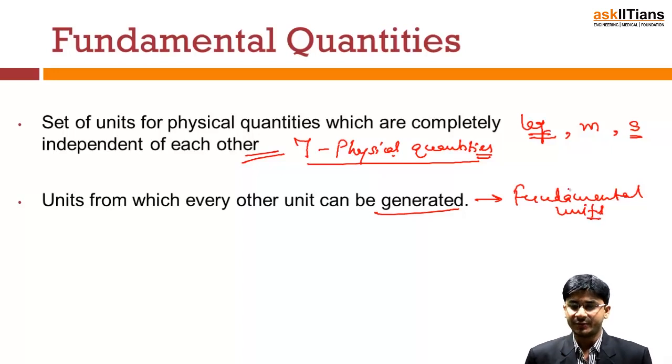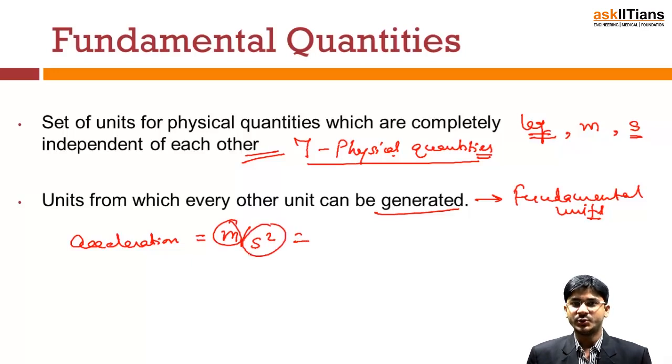Because from this unit we can derive any other unit, like we did for velocity. Suppose you have acceleration. We know the unit for it is meter per second square. So what we have used is meter, and we have taken the unit of second in a square form, and by using these two fundamental units, we have derived a unit of a physical quantity that is called a derived physical quantity.